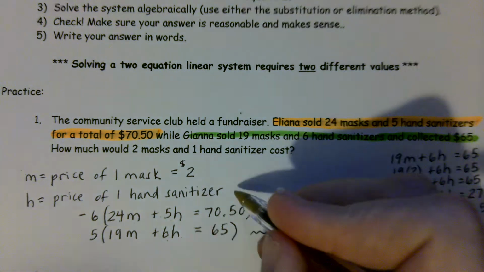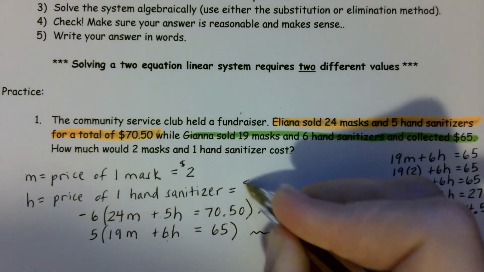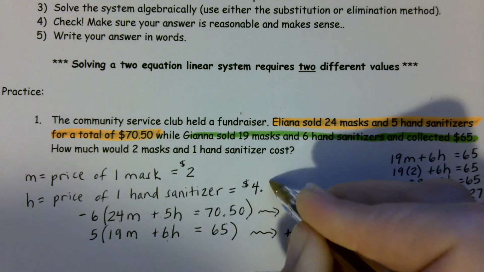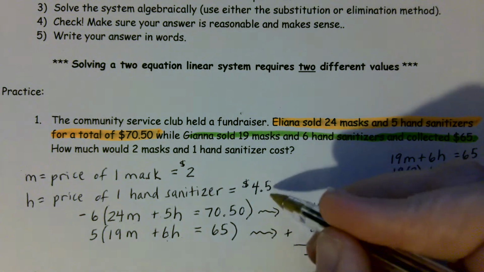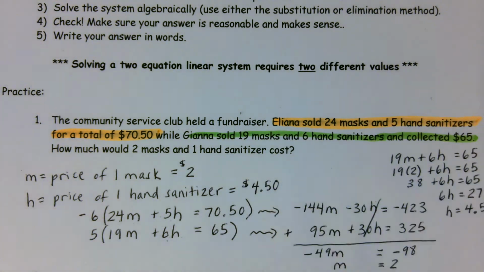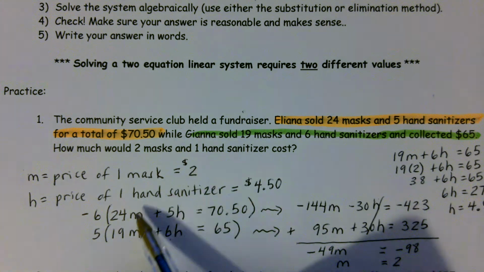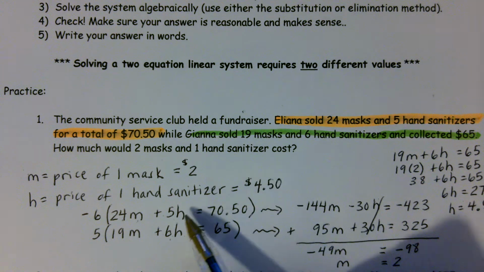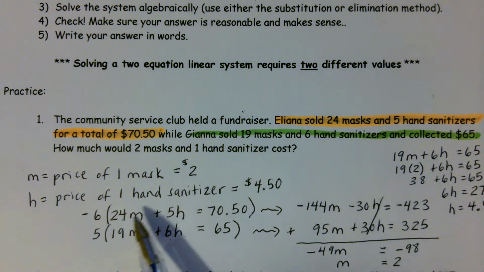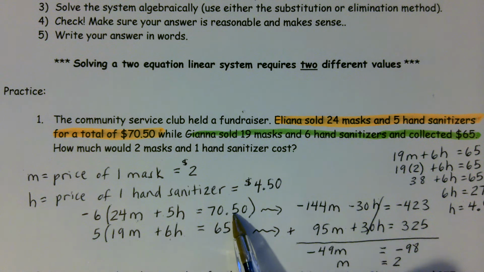The price of one hand sanitizer, I can't say 4.5, that doesn't make sense when I'm talking money, so I put the 0 at the end for my 2 digits, and the price of one hand sanitizer is $4.50. Now the way I would check this is to substitute 2 in place of m, 4.5 in place of h, and make sure it works not only for this equation, but it would also make this equation true.